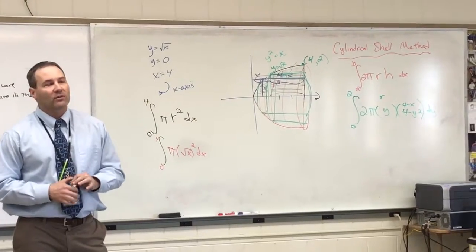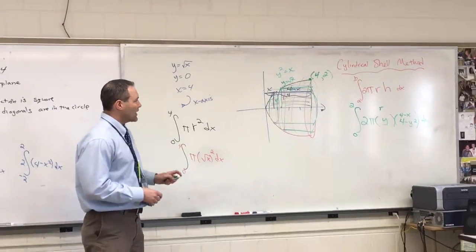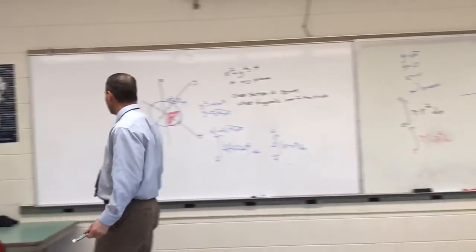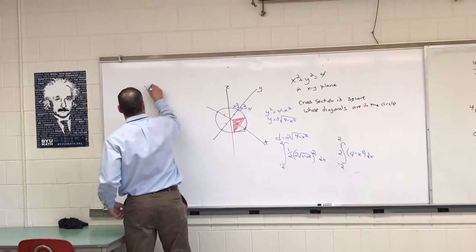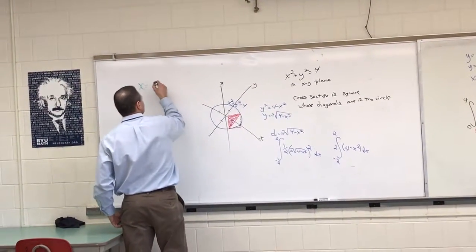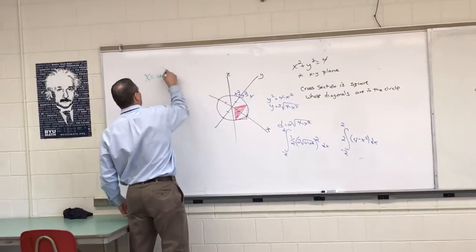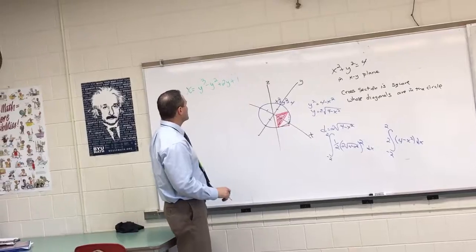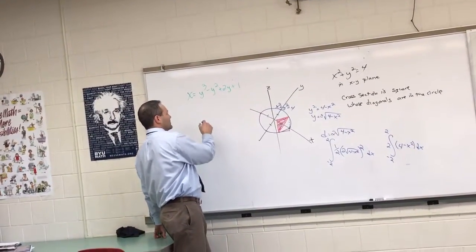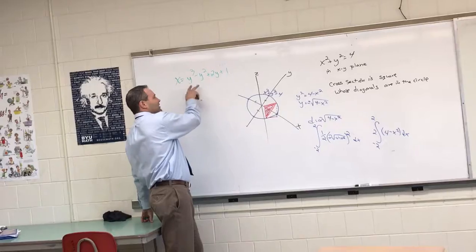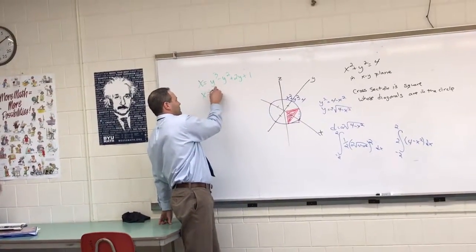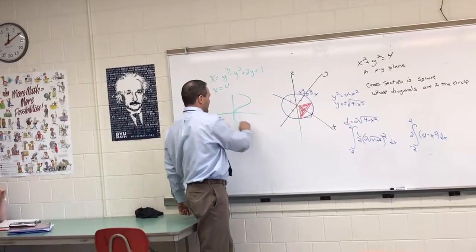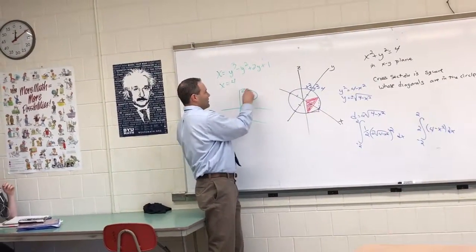So why would we ever have to use the shell method? If you have an equation, not even a function, like x equals y cubed minus y squared plus 2y minus 1, and we're going to integrate this, let's say we have x equals 4 or something like that, and I'm going to make this up. Let's say it looks like this, and we're going to grab that much of it.